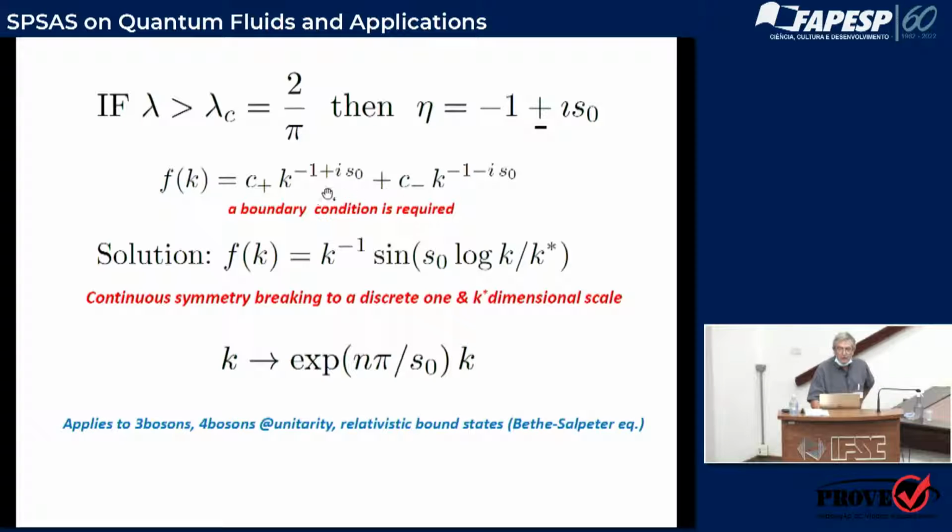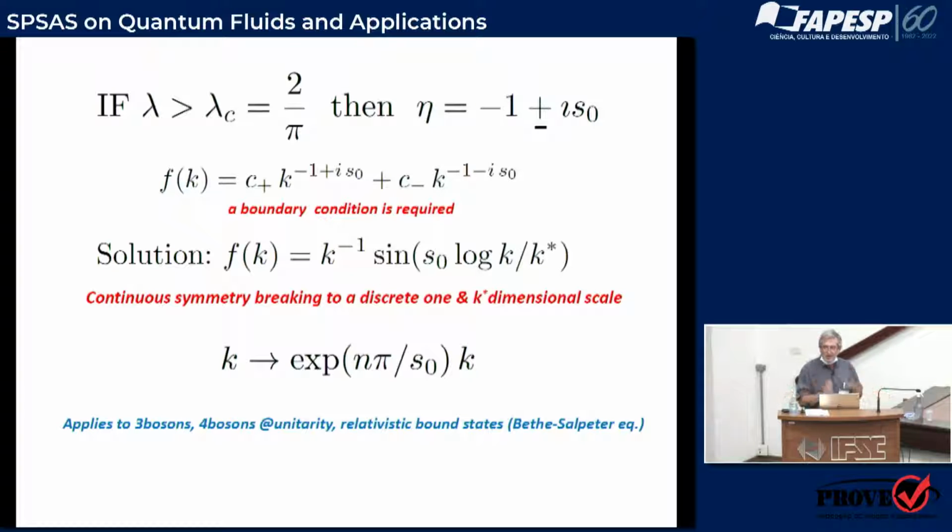And then when you introduce some boundary condition, you can rewrite, if you like, your solution in the form of 1 over k and sine of S0 log of k over k star. Here k star is your physical condition. Now, what happens with this solution? Now you introduce a scale. So you destroy that property of continuous scale invariance. But you keep a discrete scale invariance. And if you change k by this exponential, the solution doesn't change. And this is the discrete scale invariance.